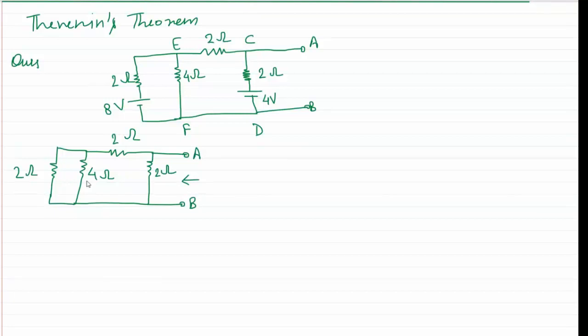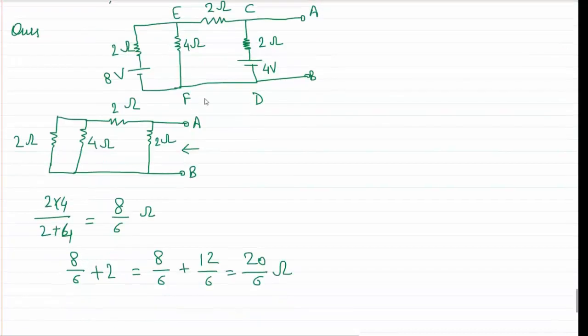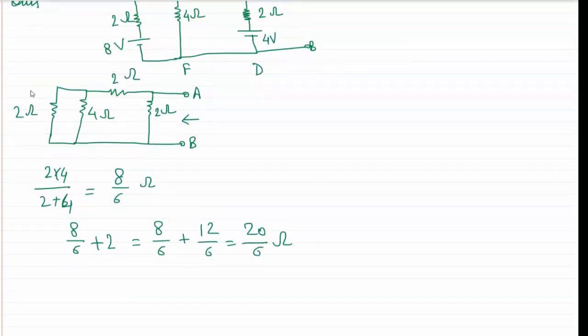Okay. So 2 and 4 in parallel, what is the value? 2 into 4 upon 2 plus 4. Simply I will write that is 8 upon 6 ohm. Okay, so this is 8 upon 6 ohm plus 2 ohm. So 8 upon 6 plus 2, what is it? I will write 8 upon 6 plus 12 upon 6, that is 20 upon 6 ohm.